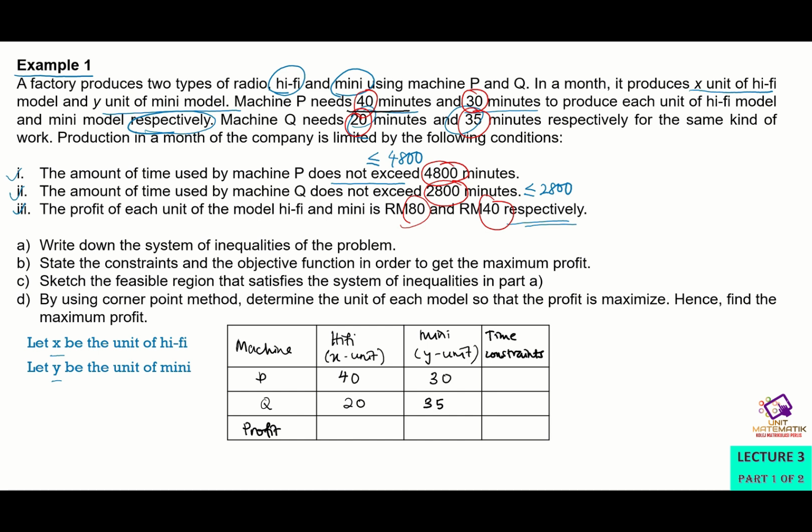And then we have the values 4,800. So where should we put 4,800, student? Please think. Okay, so the value will be here, 4,800. Okay, and then machine Q does not exceed 2,800. And then the profit for hi-fi 80, for mini 40. Okay, so this is your table to be easy and systematic, and also avoid any careless mistake. Just put all the values inside your table.